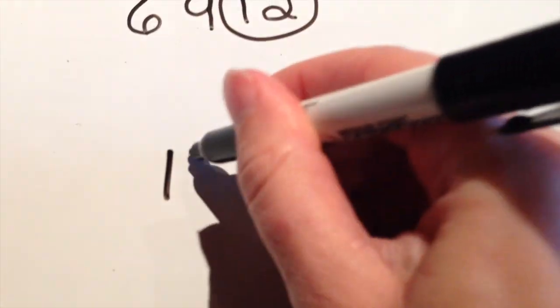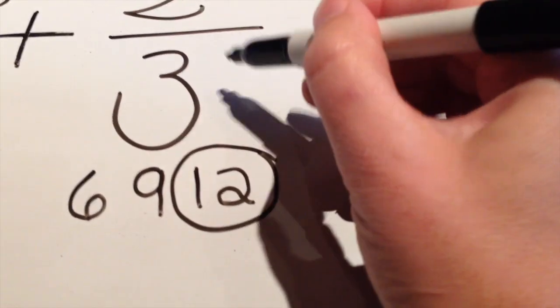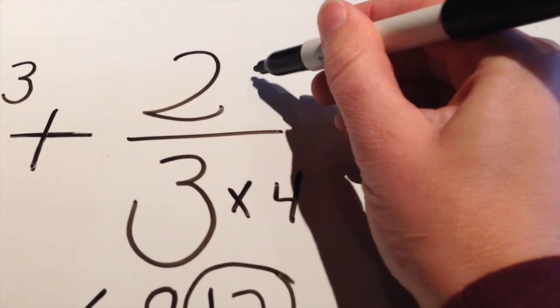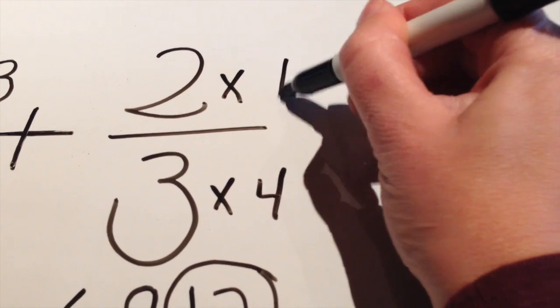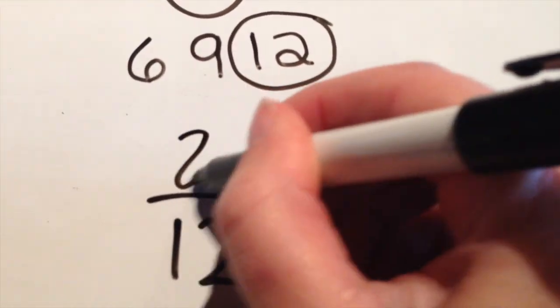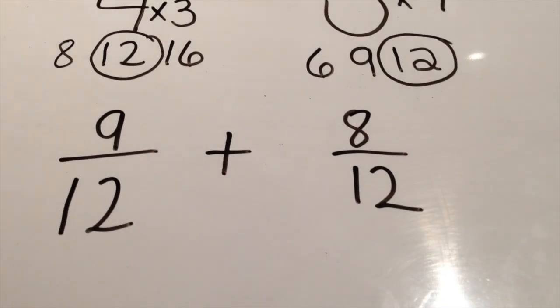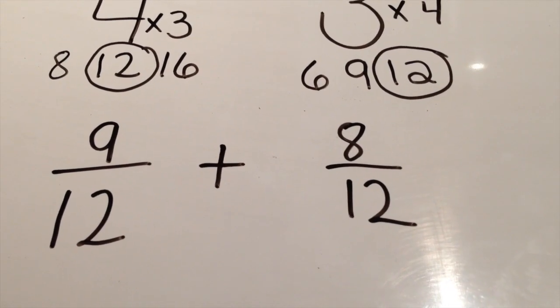Now we're also going to change this one. 12 will go on the bottom. How did the 3 change to a 12? Well, we multiplied the 3 by 4 to get 12. So we also have to do that on the top. Whatever you do on the bottom, you also do to the top. And 2 times 4 is 8. So this fraction is going to change to 8/12. So we end up with 9/12 plus 8/12.